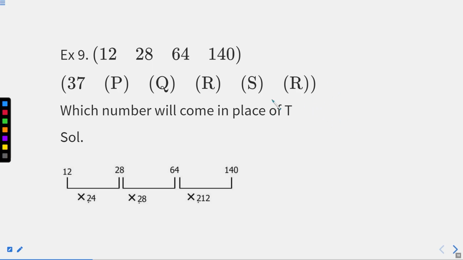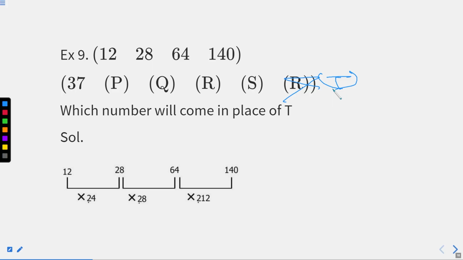Instead of R, we are going to get T here. P, Q, R, S, T, right? So this is the thing. Here T, you are supposed to find the value which comes in the place of T. For that, first we need to figure out the relation, as I mentioned.